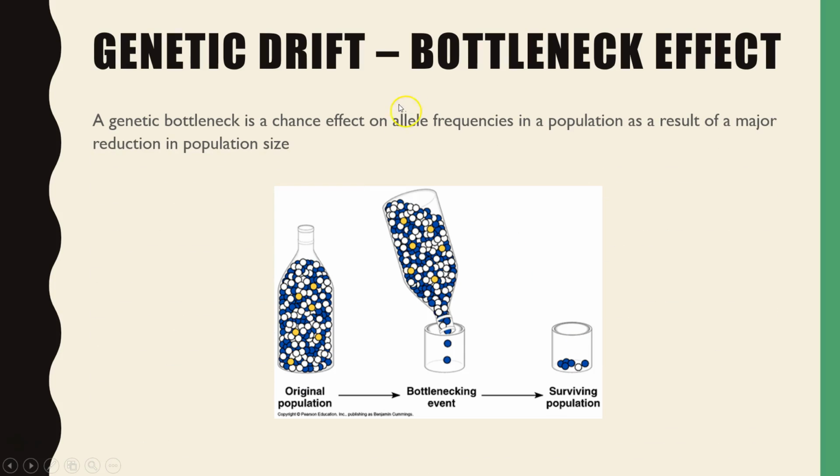Another form of genetic drift is the bottleneck effect. This is where we have a chance event on allele frequencies in a population as a result of a major reduction in population size. So here's our original population. For some reason, they go through a mass extinction and only a few individuals survive, and that surviving population has a reduced genetic diversity. So you can see clearly that there are fewer alleles than what we began with, and that means that those allele frequencies have changed, obviously.